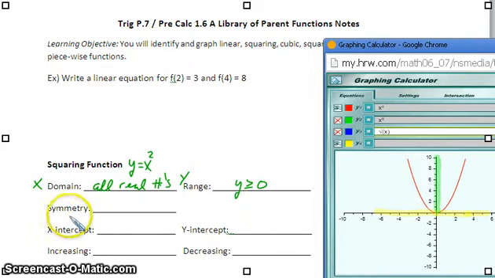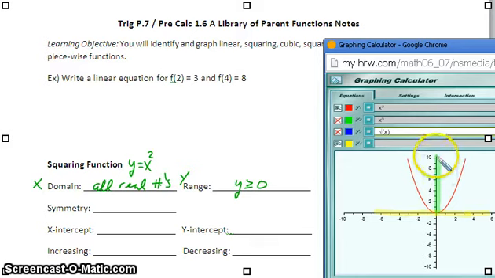Let's talk about symmetry now. Where is this graph symmetrical? So I like to think about symmetry as if I was to fold the graph, which axis would I have to fold it along so that it overlaps? So I've got a couple choices. I could fold it along the y-axis, or I could fold along the x-axis.